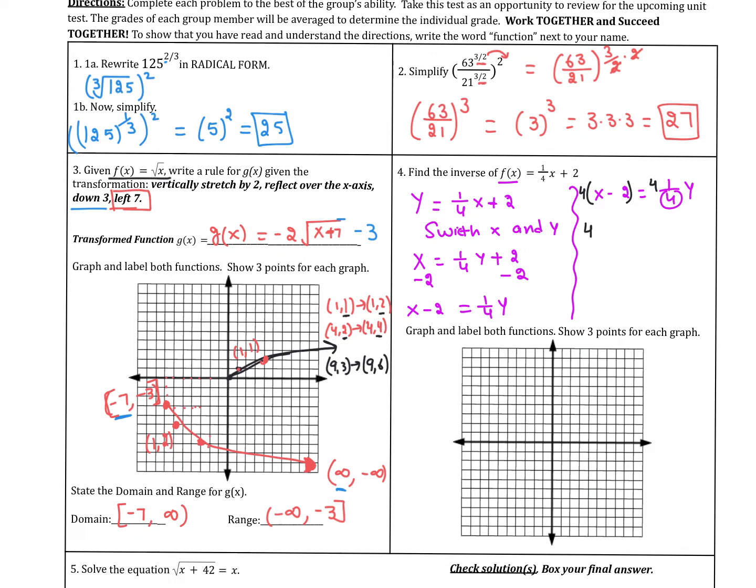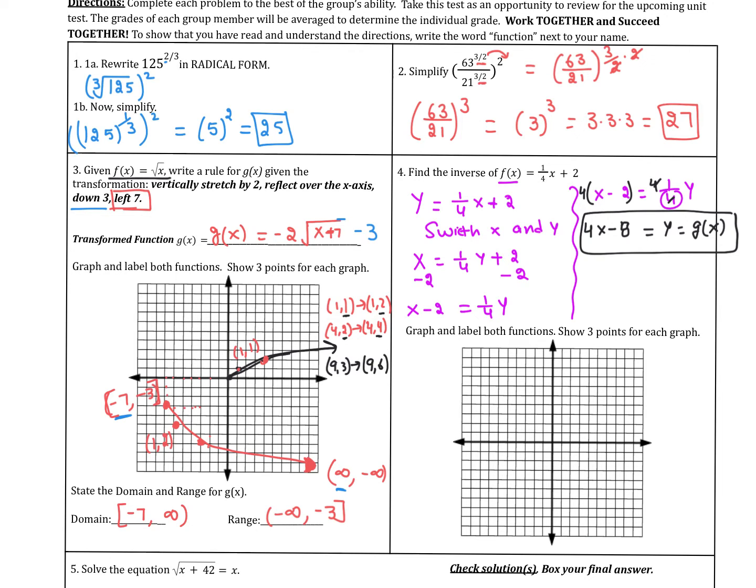So you get 4x minus 8 equals y, and we can call it g(x). We can call it g(x) because this is an inverse. This is the inverse of the original function f(x).